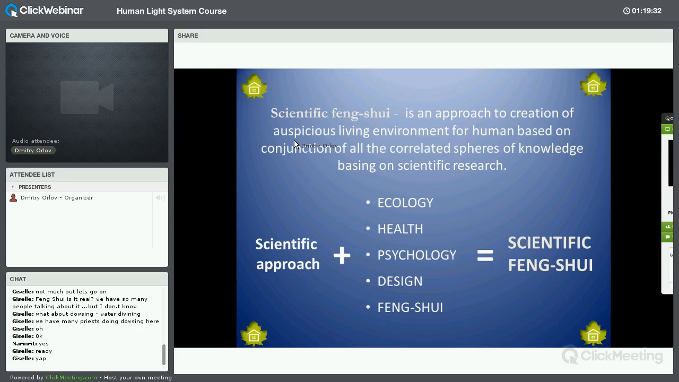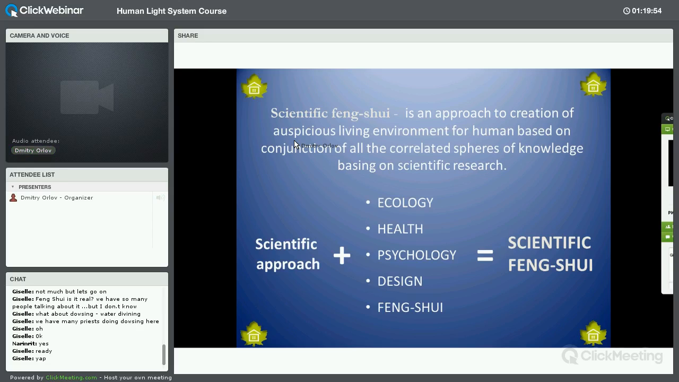If we're talking about psychology, it means that we're measuring something, so we get some reliable data. If we're talking about ecology, we're measuring something. If we're talking about health, we're measuring some exact parameters. If we're talking about design, that's also some strict things.